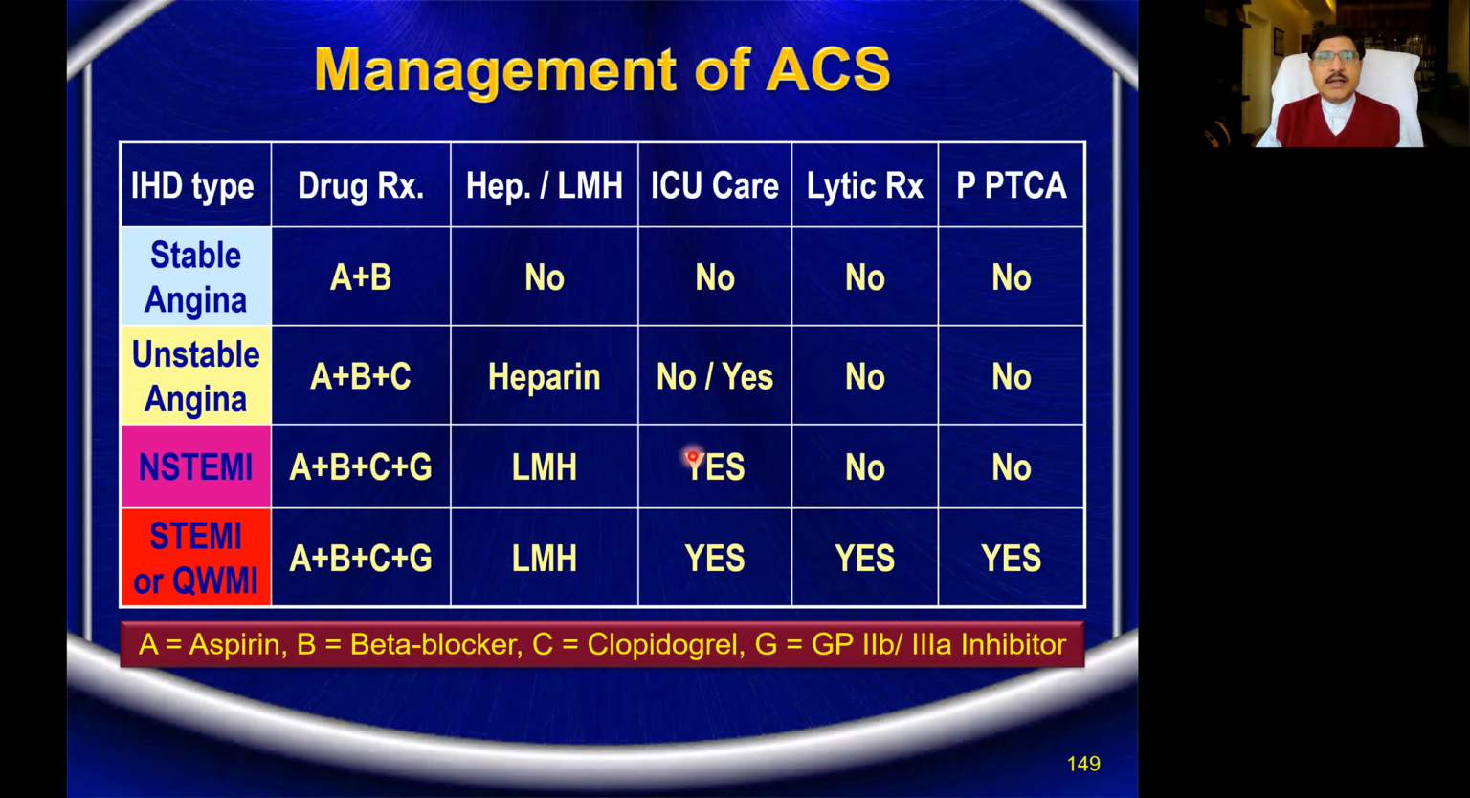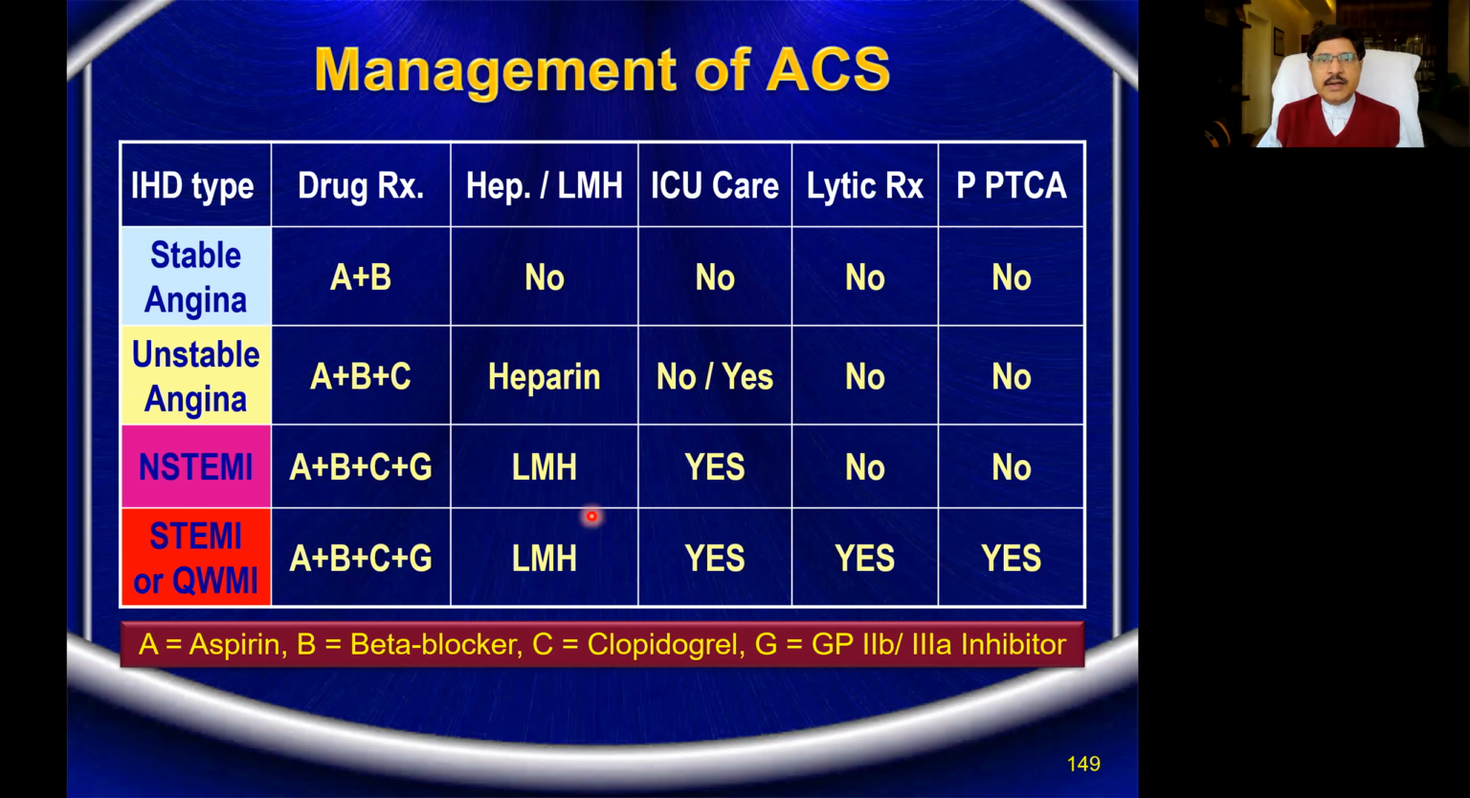ICU care, certainly yes, because these may progress on to STMI. So put them in the ICU. We should not lyse them. Underline the words should not, because studies have shown lysis of NSTMI has increased mortality compared to no lysis. And primary PTCA also is not done, and is only observed; the moment it becomes STMI, of course, offer the primary PTCA. Here, what is it?